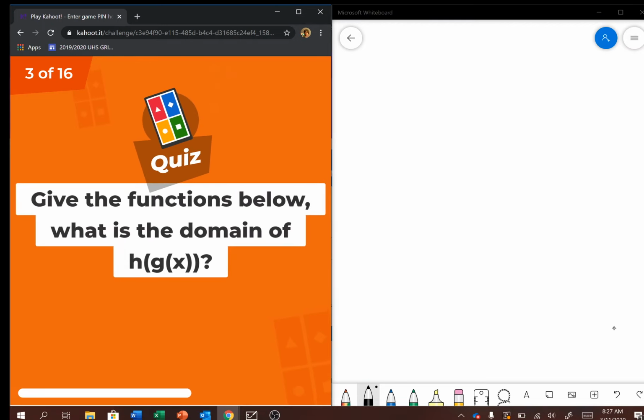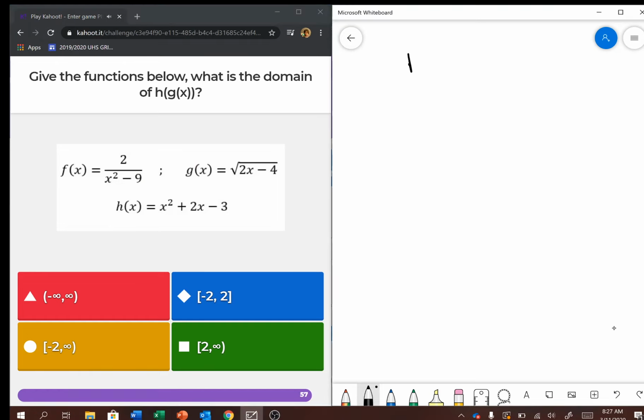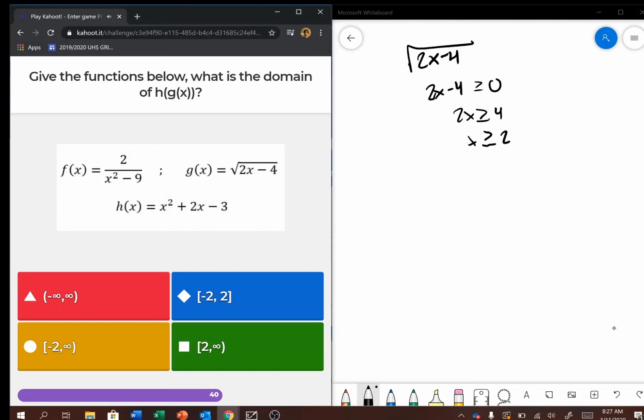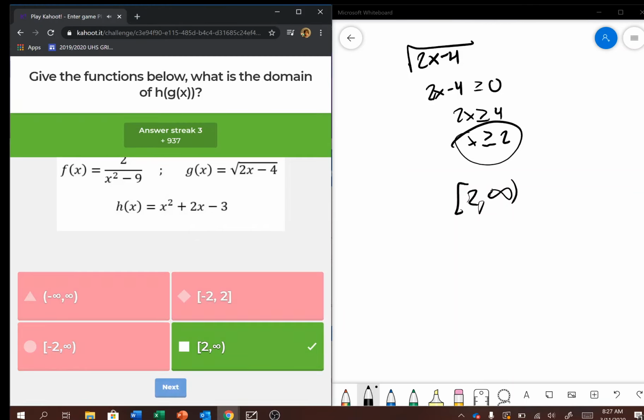Given the function below, what is the domain of h of g of x? Okay, so I need to look at the domain of g of x. The domain of this has to be greater than or equal to 0, so 2x has to be greater than or equal to 4, so x has to be greater than or equal to 2. Then I have to find h of g of x. If you plug that into that quadratic, there's no other domain restriction there. So this is the only domain restriction, so I should have this one.